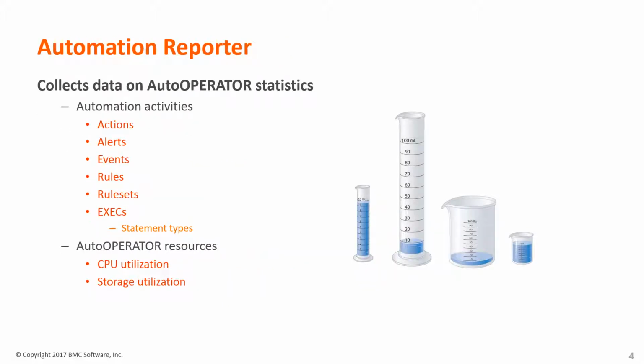Automation Reporter generates statistics for many automation activities with AutoOPERATOR, including actions that are generated from rules and execs, alerts, events, rules themselves, information about rule sets, and then we provide information about execs, including the various statement types that are executed within those execs. Additionally, Automation Reporter provides information on AutoOPERATOR's CPU and storage usage.